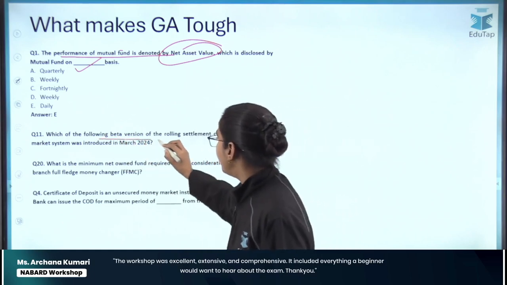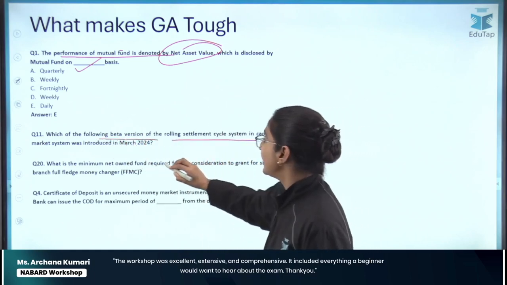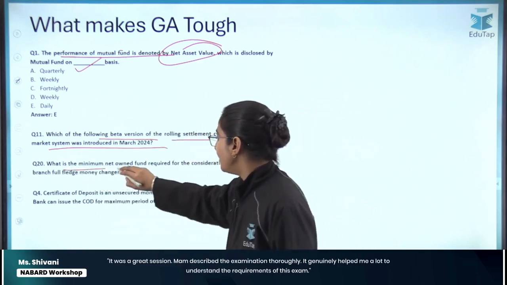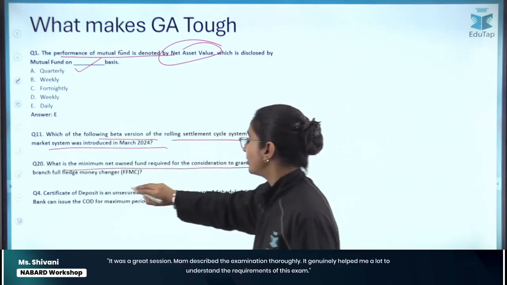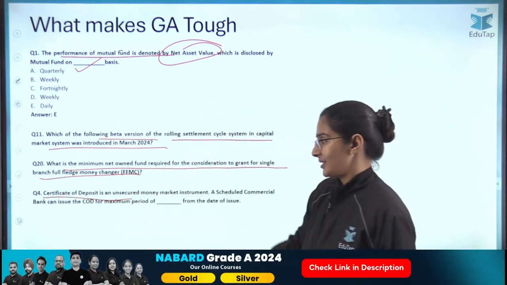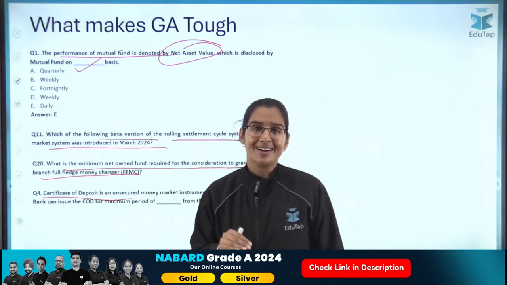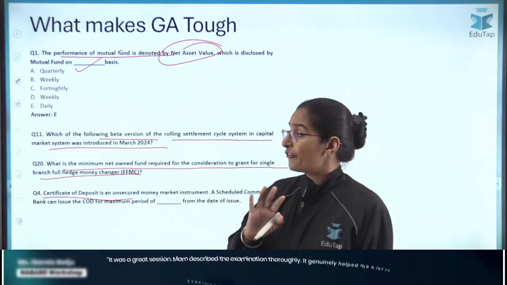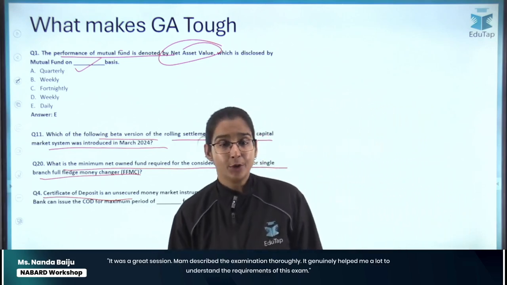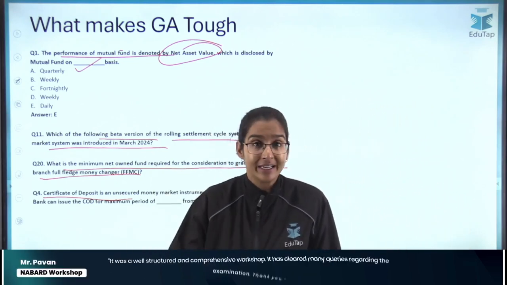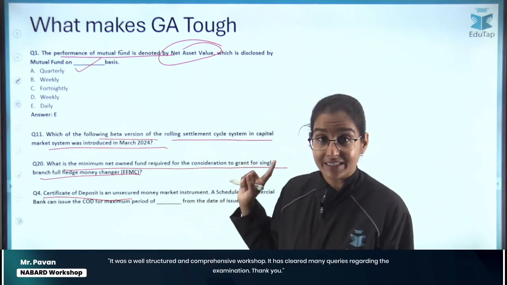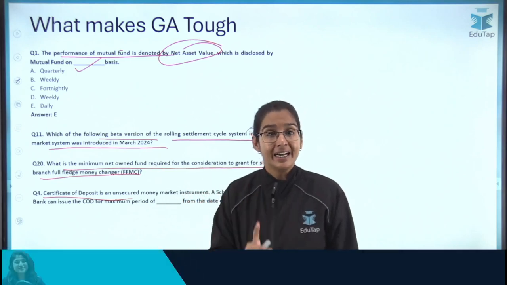Which of the following beta version of the rolling settlement cycle system in the capital market was introduced in March 2024? What is the minimum net owned fund required for a single branch full-fledged money changer? Certificate of deposit, right? So these were the questions asked in the GA part of 2024, from the finance current affairs and the static part also. Again, I don't know whether this is going to be the trend in the next years also, but for the time being, it is our responsibility to prepare for the finance static part and the finance current affairs also.